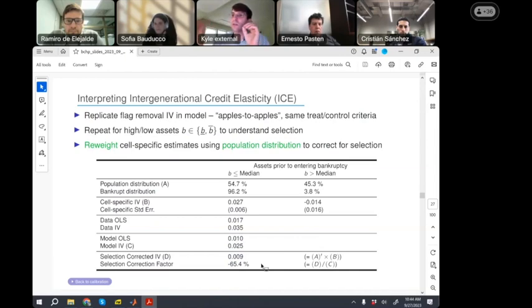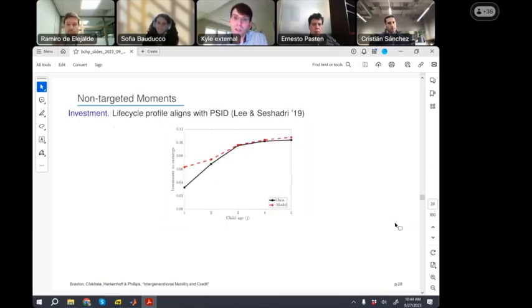And it's exactly what you would think. There's just lower human capital, lower net worth individuals in bankruptcy. They are more sensitive to credit. So you downweight the IV estimate and you get a selection correction factor of something like minus 65%. So you could go back to our IV tables, multiply it by 0.44, and you're going to get pretty close to what we think is the true population estimate.